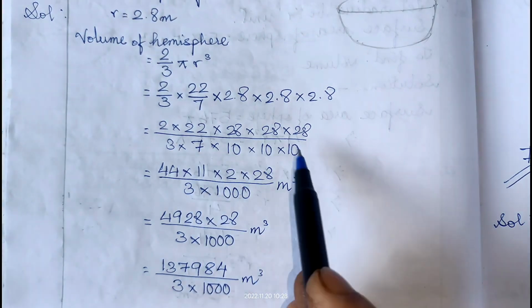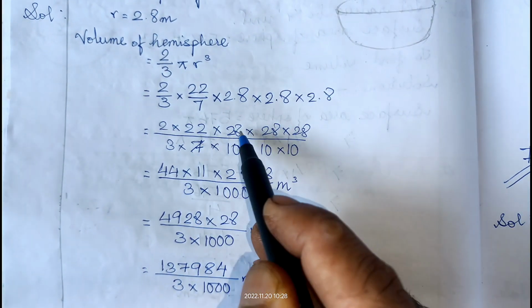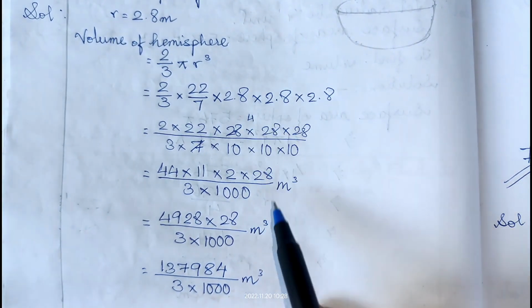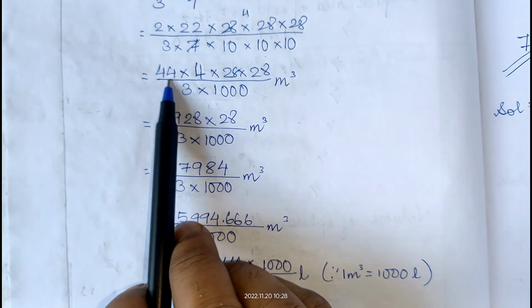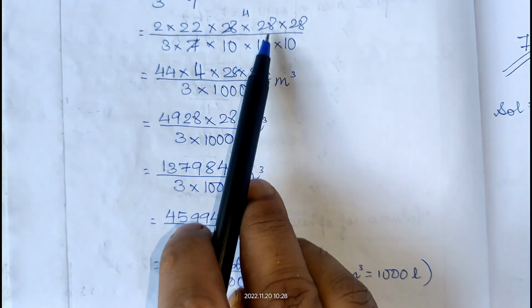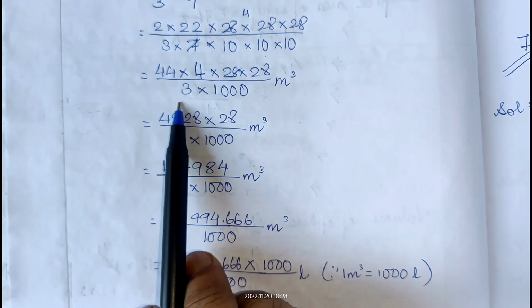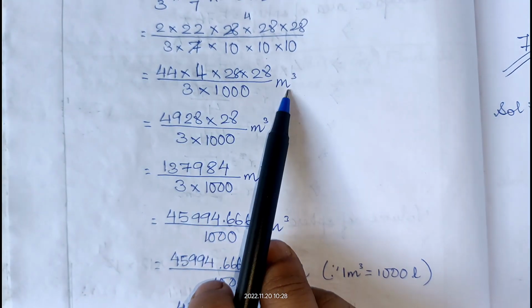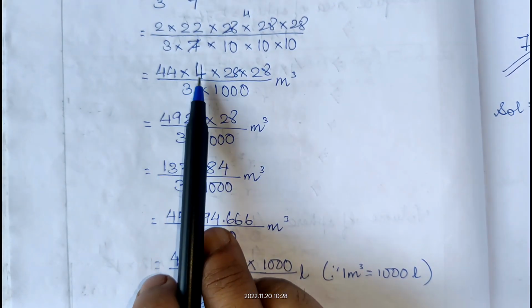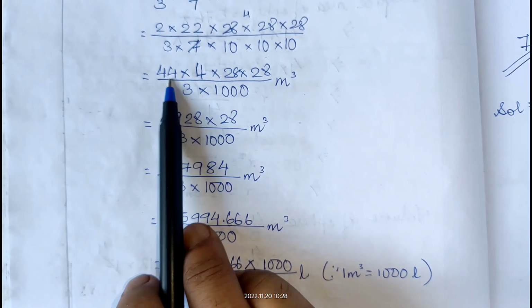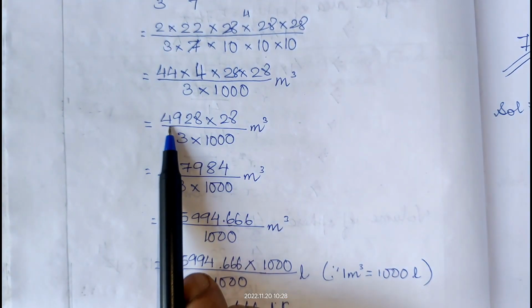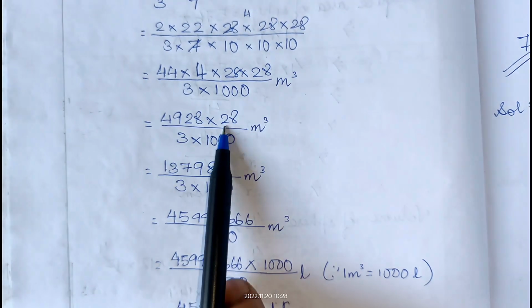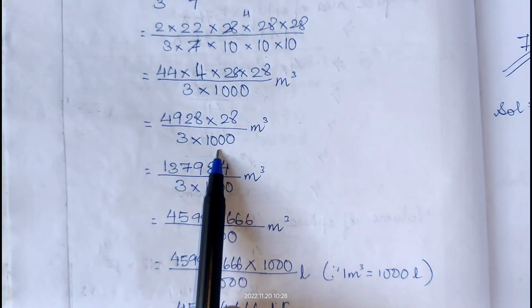Now this 7 and 28 can be cancelled. So 7 4 ja 28. So we are left with 2 into 22 44 into 4 into 28 into 28 divided by 3 into 1000 meter cube. Now 44 into 4 into 28, if I multiply, I am going to get 4928 into 28 divided by 3 into 1000.